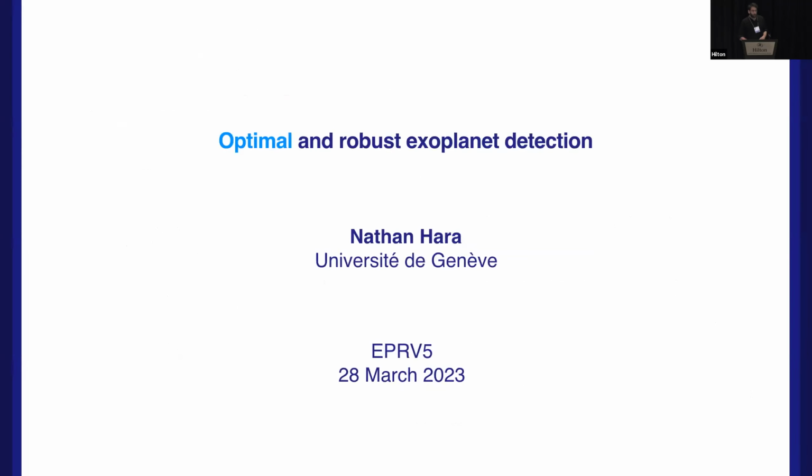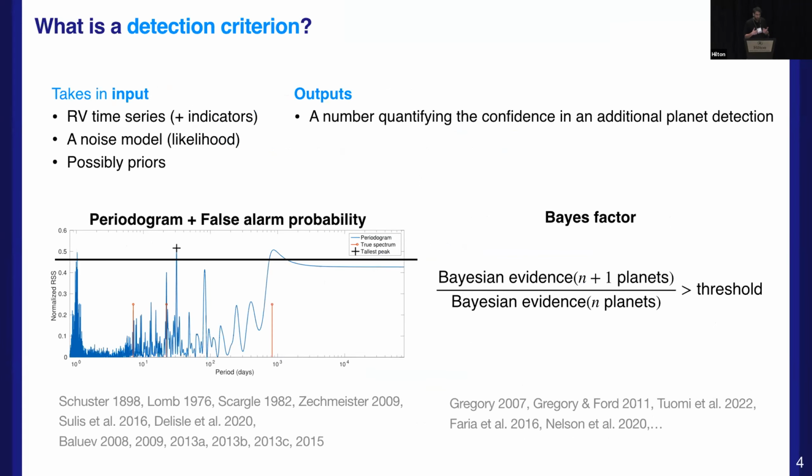Okay, so optimal and robust exoplanet detection. Let's first talk about "optimal" in that title. So what is the detection criterion? In fact, it's something where you set in input an RV time series, maybe indicators. You have a noise model, so a likelihood function, possibly priors, and it outputs a number. You compare it to a threshold and you say, well, I have detected an additional planet. And so you compare 1 versus 0, 2 versus 1, 3 versus 2, and so on. You can do that with a periodogram plus a false alarm probability or with a Bayes factor. These are the most common options.